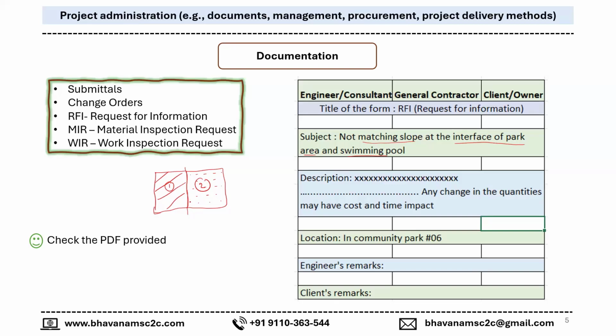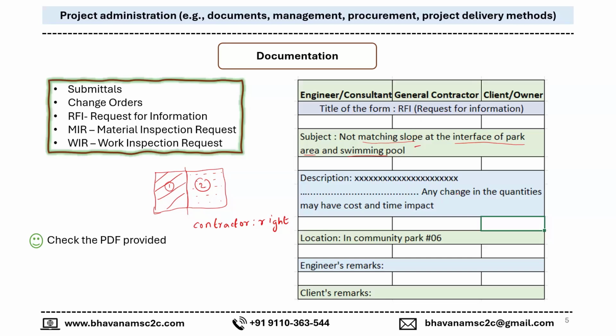He or she won't realize it while making the drawing, but later, when it comes to execution, as a construction engineer or construction manager, you will realize that the slopes are not matching at the site. When it is not matching in a practical scenario, a contractor has a right to raise a request for information stating that the slope is not matching at site. So a contractor raises a form called a request for information to the client.